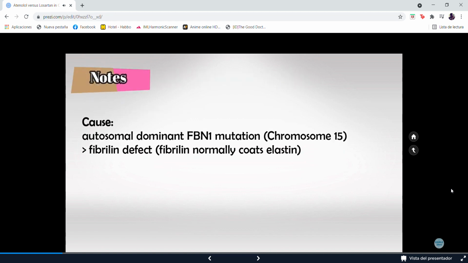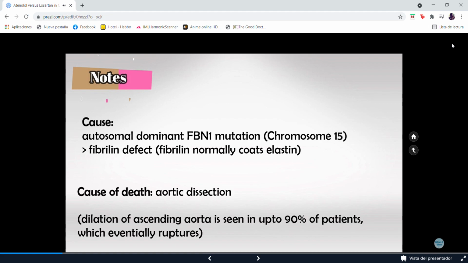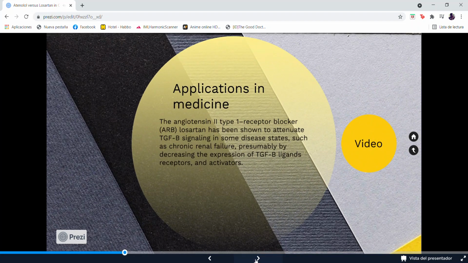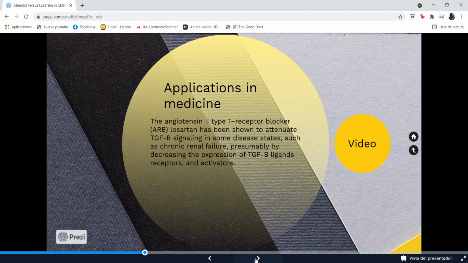The genetic cause is a mutation of the fibrillin 1 gene, which is located on chromosome 15. And the most common cause of death is aortic dissection. The angiotensin II type 1 receptor blocker, Losartan, has been shown to attenuate TGF-beta signaling in some disease states, such as chronic renal failure, presumably by decreasing the expression of TGF-beta ligands, receptors and activators.